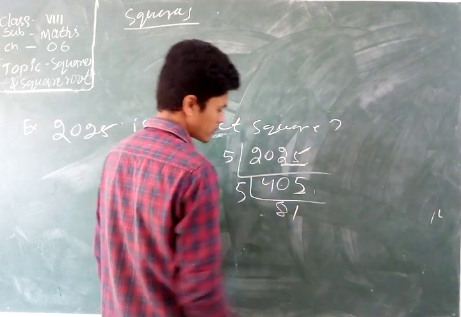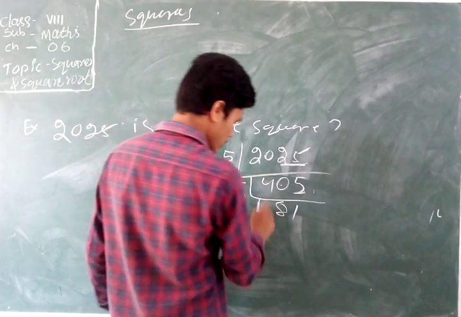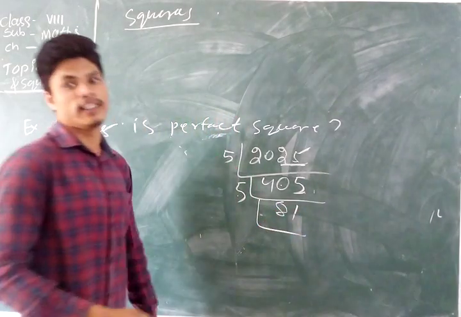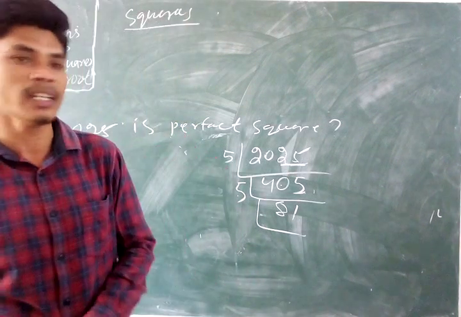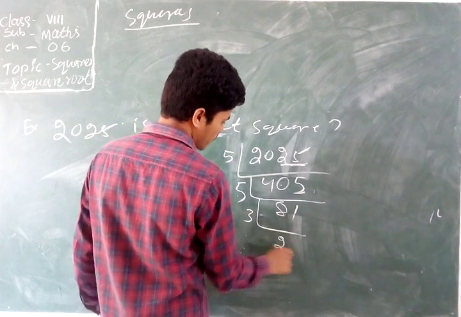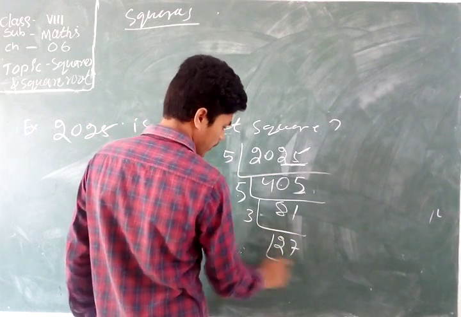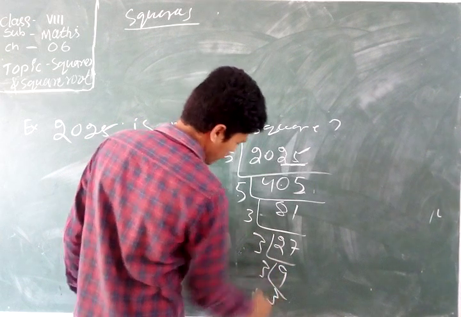5 8s are 40... 5 1s are 5. Then again, the number is divisible by which number? After 5 5s, the sum of digits is 8 plus 1, 9. We know the divisibility rule of 3: if the sum of digits is divisible by 3, then the number is divisible by 3. So the number is divisible by 3. 3 twos are 6, 7 is 21. Again 7, 3 3s are 9, 3 9s are 27. Again 3 3s are 3.